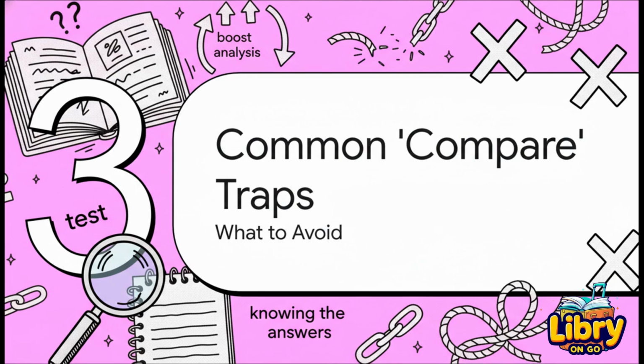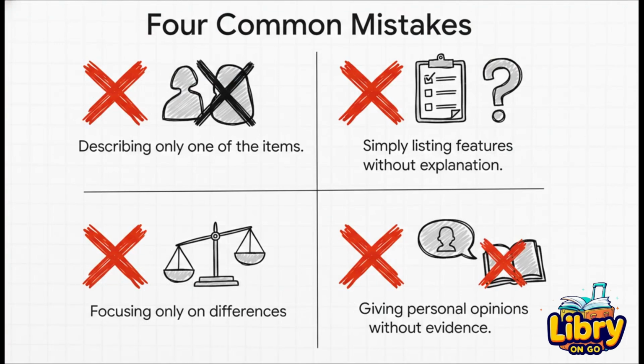Knowing these common traps is kind of like getting the answers to the test beforehand. If you can just sidestep these simple mistakes, your analysis will instantly be stronger. These are the big 4 pitfalls. First, you've got to talk about both things. I mean, it's a comparison. Second, don't just list facts. You have to explain why they matter.